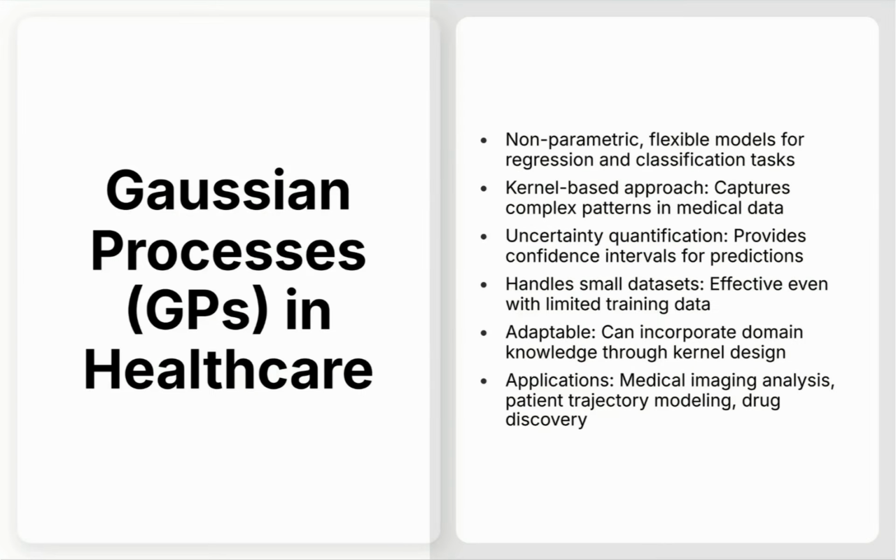Gaussian processes are extremely useful in healthcare. They're non-parametric, flexible models for regression and classification tasks. They utilize a kernel-based approach which captures complex patterns in medical data. They also employ uncertainty quantification, which provides confidence intervals for predictions, and they handle small data sets effectively. They're adaptable and can be used for many applications.